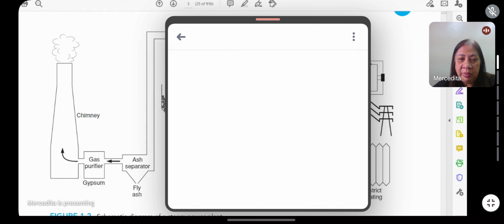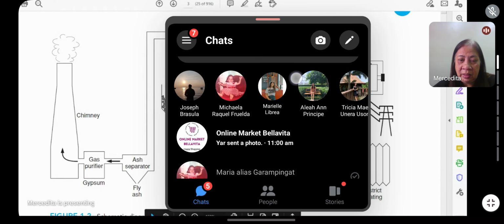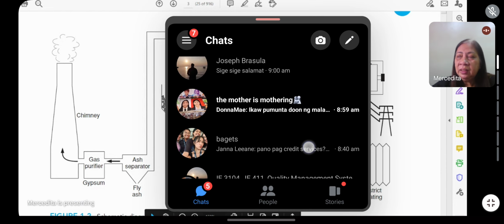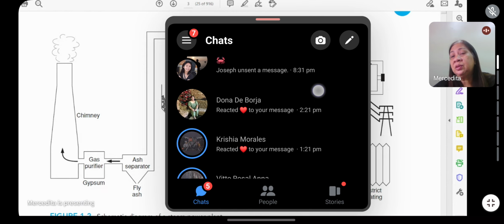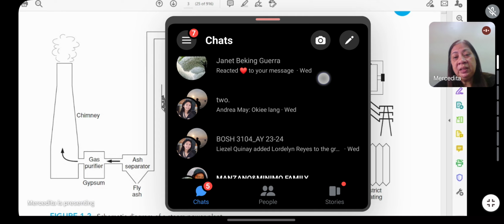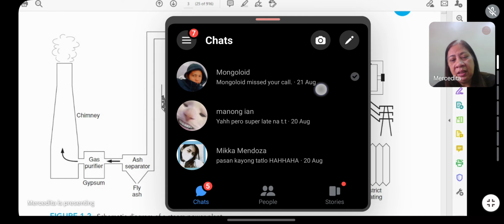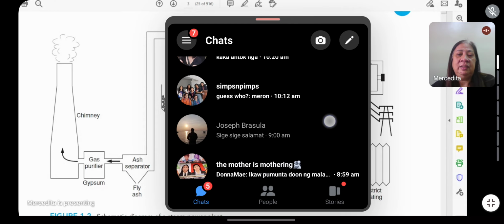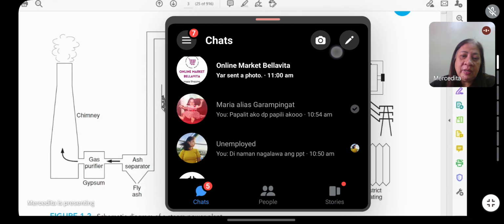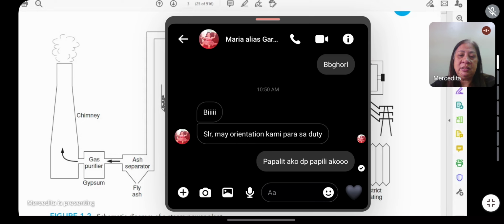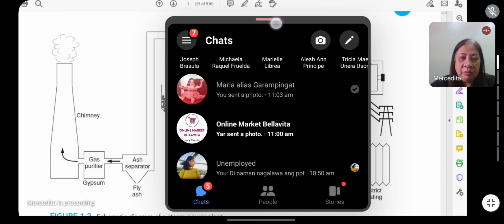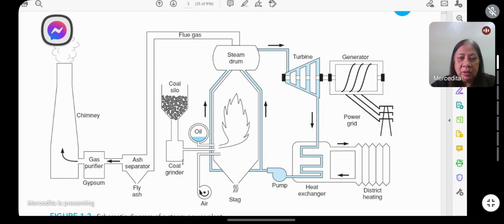Okay? So ang element ng fire, we have air plus the fuel plus the combustion. So pag nag-ignite ka, makaka-create ka na ng fire. Okay, so yun yung fire ngayon dun sa ating furnace. Okay, so bago tayo pumunta doon, punta muna natin ano bang nangyari doon sa coal. So sa furnace, meron tayong slag.